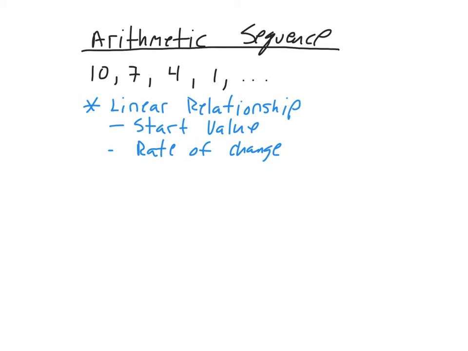The only difference between an arithmetic sequence and a linear equation is that arithmetic sequences are discrete values. You can see the list right there. It's 10, 7, 4, 1. Is 3 in my sequence? No. Is 2.5 in my sequence? No. But if I had a linear equation, those numbers might very well be in my sequence, right? Because then it's all numbers along the line. We don't have a line here. We have discrete points. But otherwise, start value, rate of change.